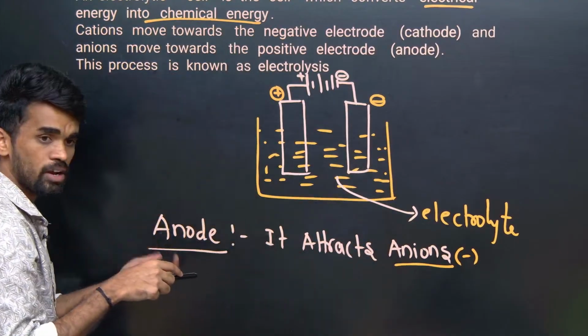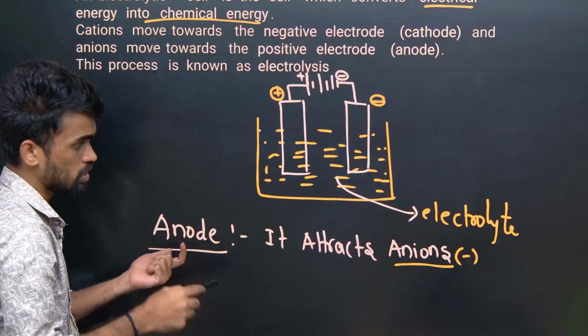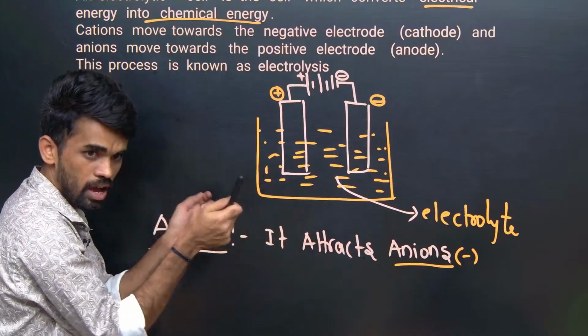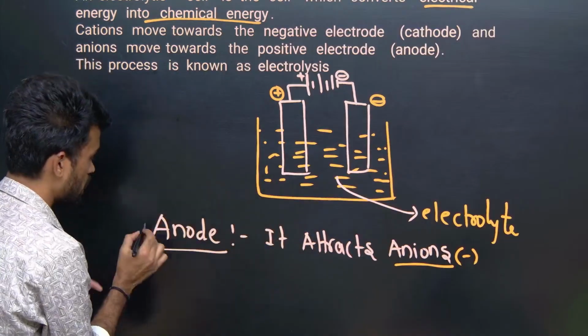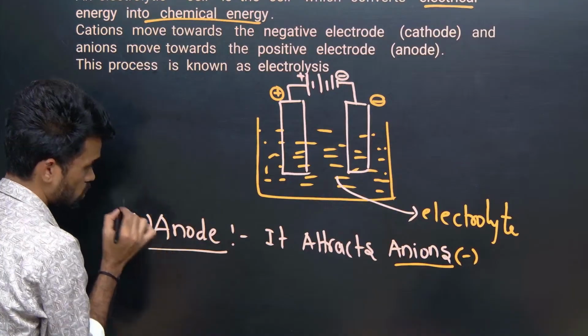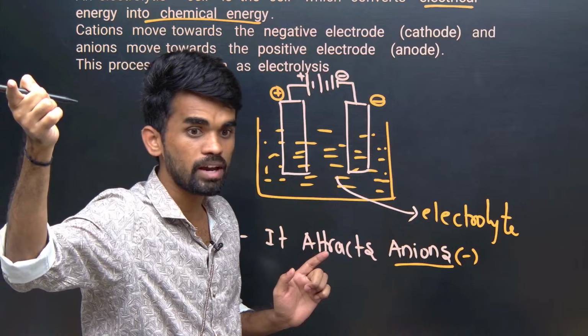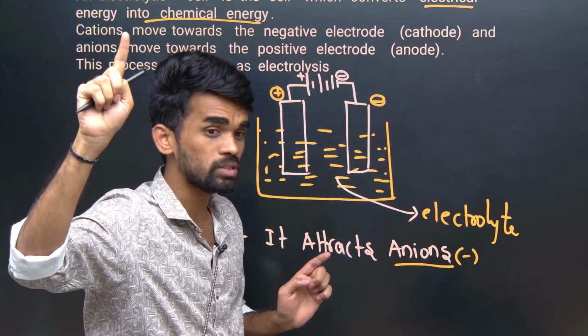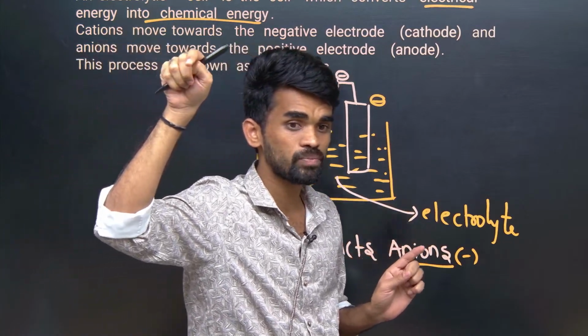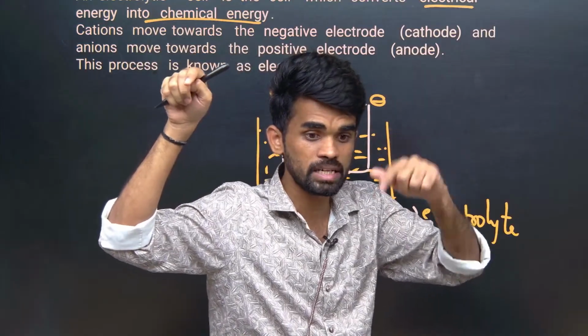So our anode should be, therefore, these oppositely charged ions attract each other. So I can say the anode is what? Positive. Remember this. Whereas in an electrochemical cell, the anode is negative. That negative charge is because of what? Because of the electron density present there.